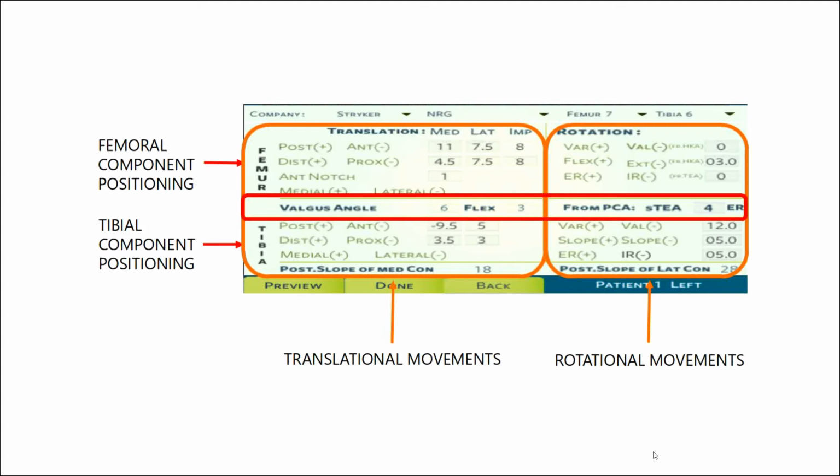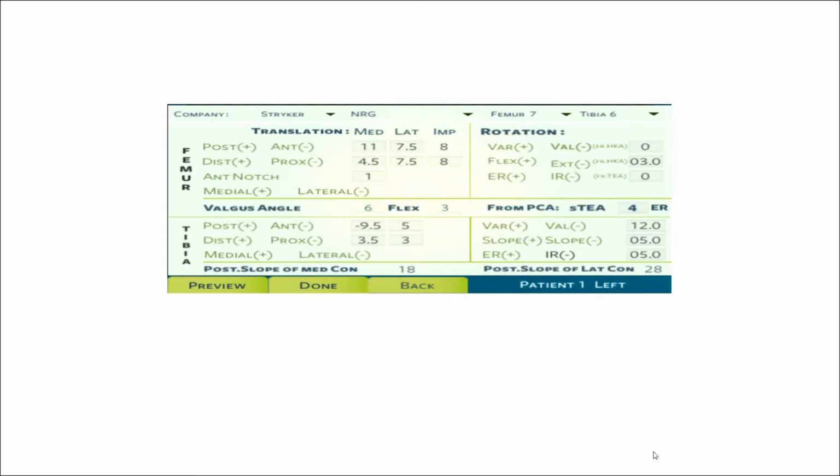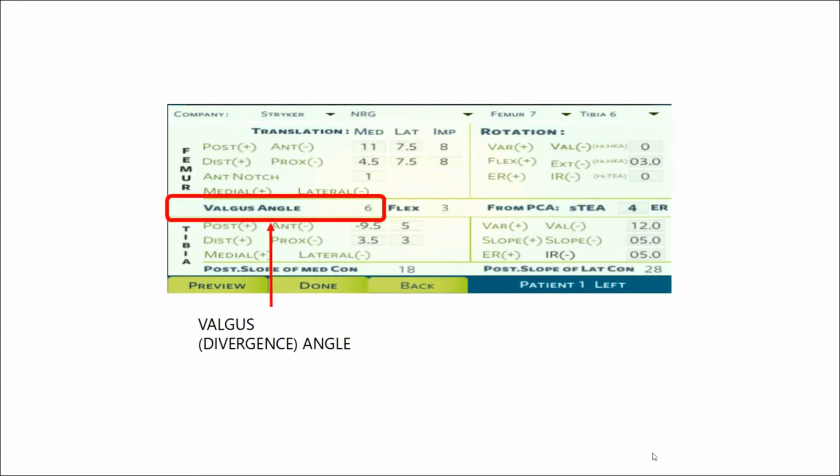The last row in the femur box deals with the native anatomic values for the bone to help the surgeon achieve the optimal customized position of the implant for that patient. The first parameter is the valgus angle, also called the divergence angle. It shows the angle between the intramedullary axis and the mechanical axis of the femur in the anteroposterior plane.